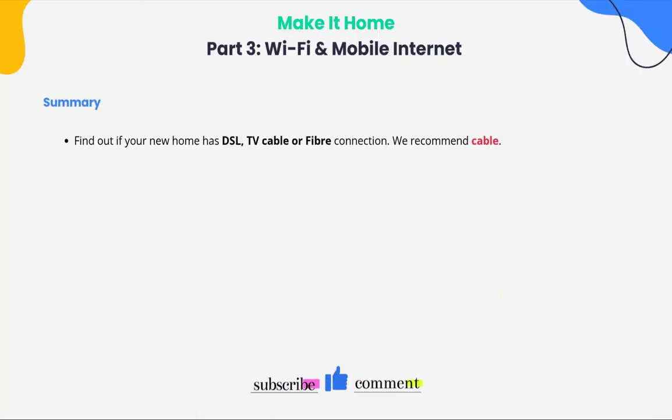First, check what type of internet connection your new home has: DSL, TV cable or fiber. If cable is available, we recommend choosing that. Next, decide on the speed you need. For most users, 100 to 250 megabits per second is more than enough.